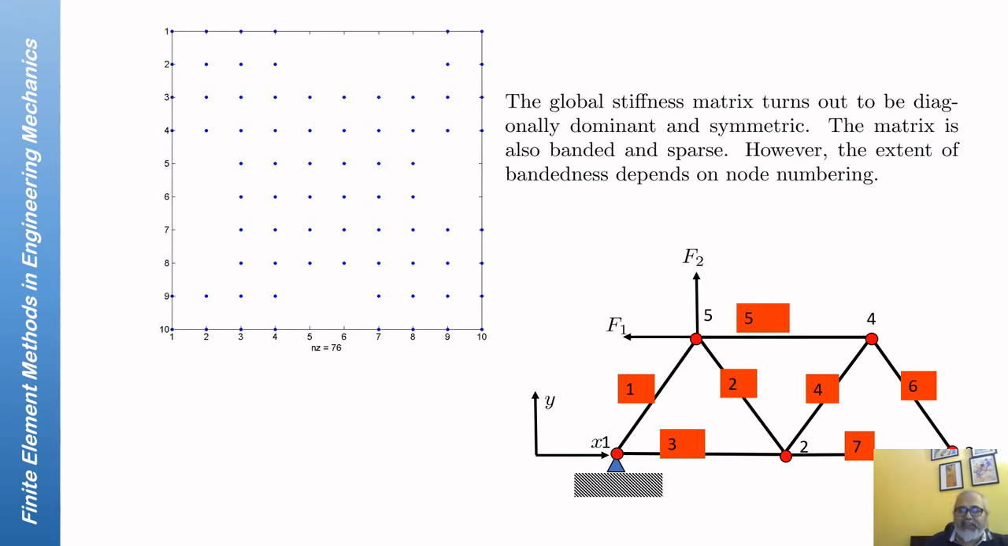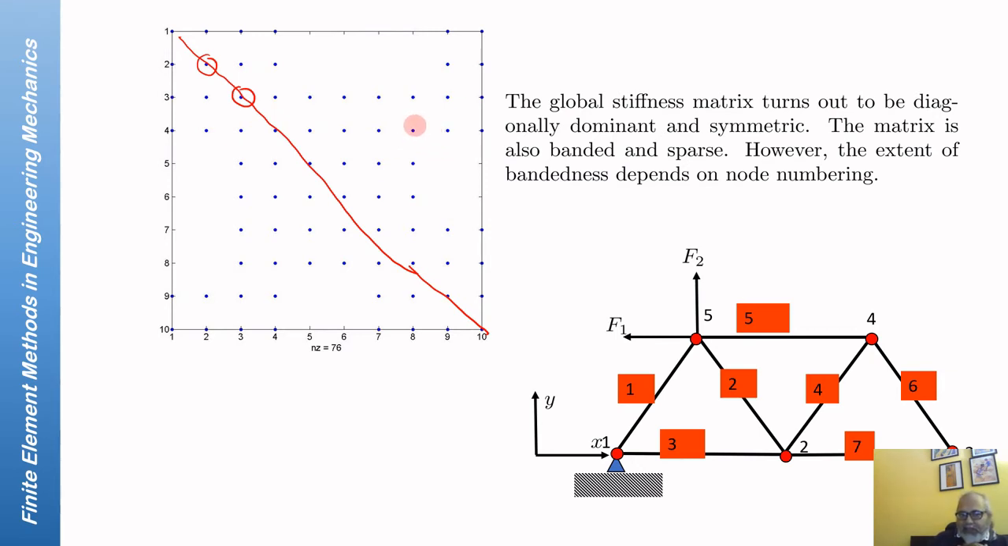As I said, it has several properties that are guaranteed by the kind of elasticity problems that we are solving. The first property, as I said, is that it's symmetric. So the part above the diagonal and below the diagonal are the same. It is also diagonally dominant. That means the diagonal terms here are significantly greater than the off diagonal terms.